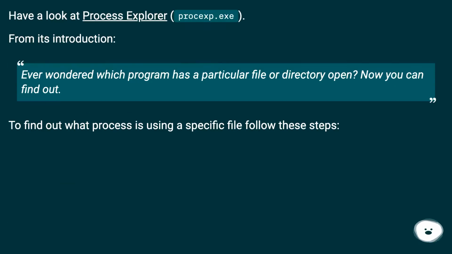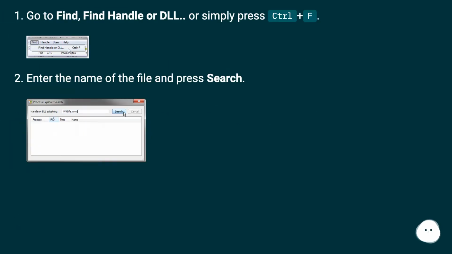Have a look at Process Explorer, procexp.exe. From its introduction: ever wondered which program has a particular file or directory open? Now you can find out. To find out what process is using a specific file, follow these steps. Go to Find > Find Handle or DLL, or simply press Ctrl+F. Enter the name of the file and press Search.